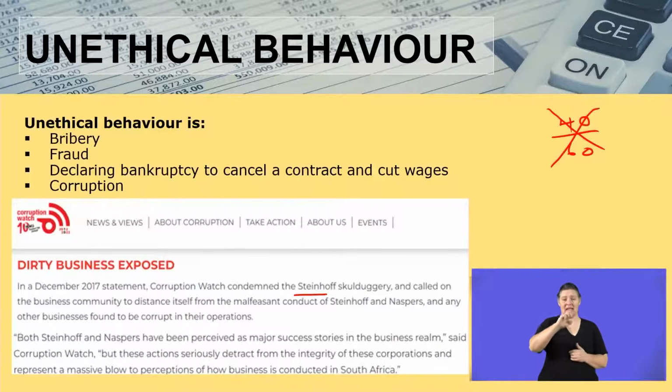Now, both Steinhoff and Naspers have been perceived as major success stories in the business realm. In other words, these are businesses that were looked into to check if they were ethical, and they were found to be practicing unethical practices. That is, they were involved in corruption. All right? It is not good for a business to be corrupt.